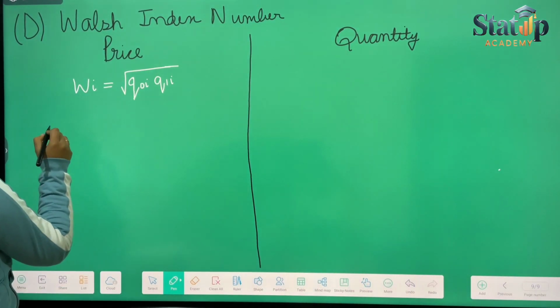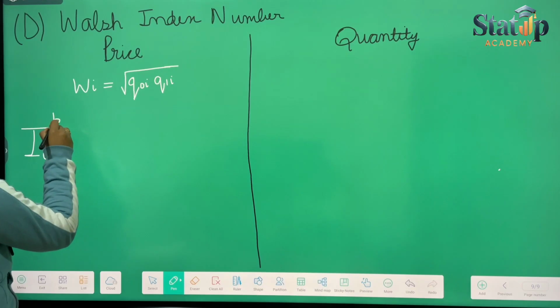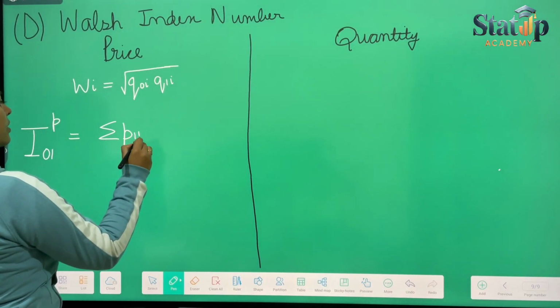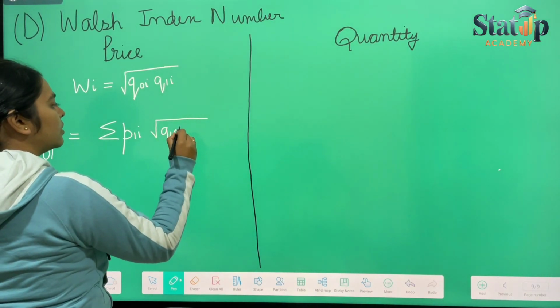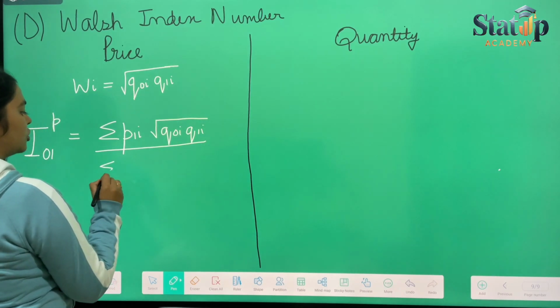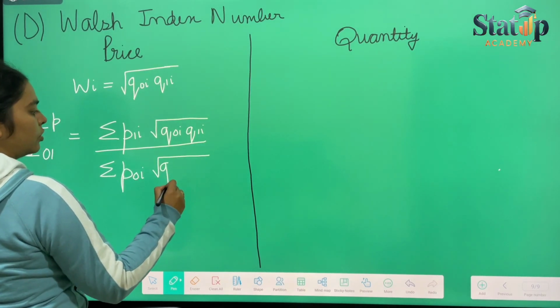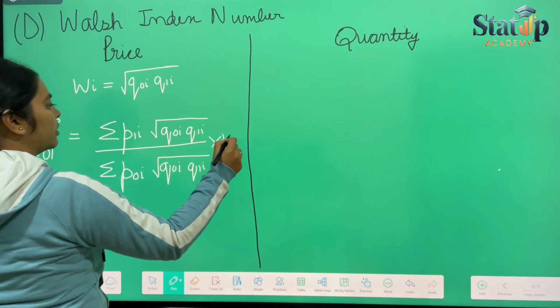Now the price index number can be written as I01 P equals summation P1i under root of Q0i Q1i upon summation P0i under root of Q0i Q1i into 100.